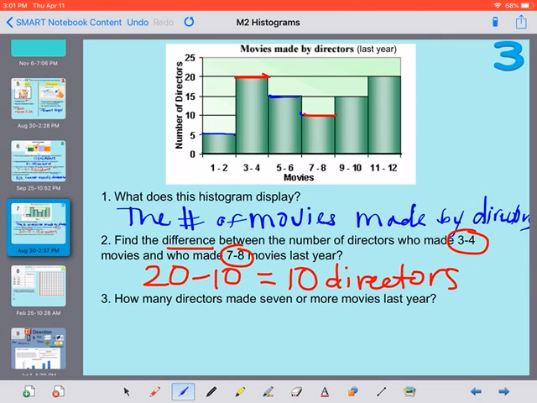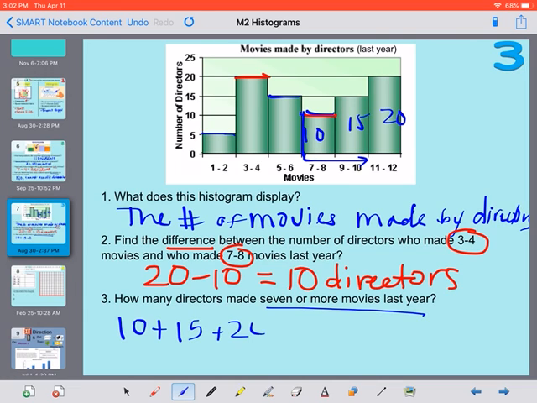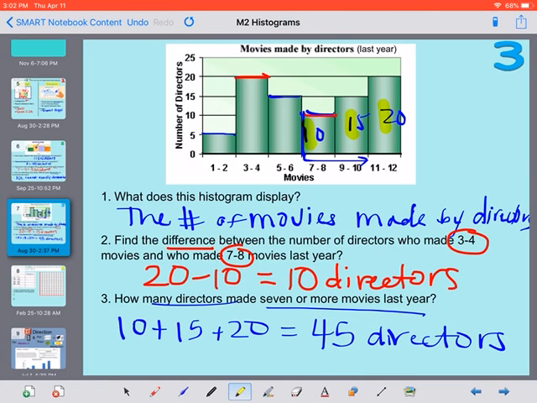And then last, how many directors made 7 or more movies last year? 7 or more. So here we have 7. All of these would be more. So we have in this group 10, in this group 15, and in this group 20. So we just have 10 plus 15 plus 20 because they want to know how many directors. So 20, 30, 45? 45 directors total. Easy way, I just added that up. I added all the tens place. 1 plus 1 plus 2, that's 40. And then our 5, 45.